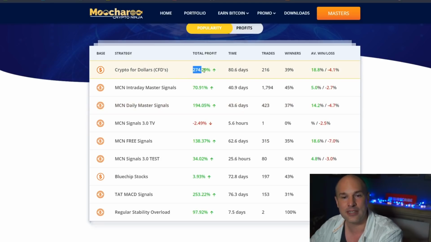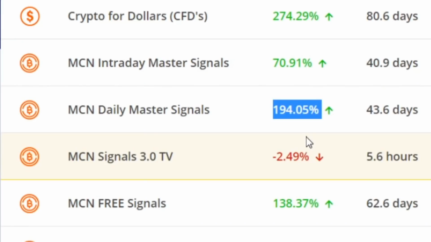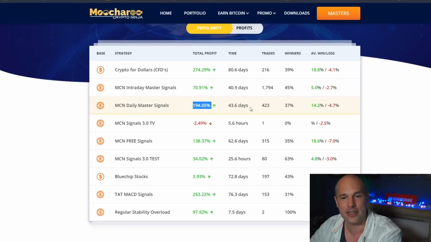Like up here, it says 274 in dollars, but that's dollars. So obviously it's going to be more because Bitcoin's gone up. So everything would have gone up with it. But right here, we're talking almost 200% up in Bitcoin terms. So that is going to be massive in dollars. And also, we've only got 400 trades on the daily compared to a lot more if you're trading intraday, like every 4 hours. Obviously, you can do more trades.